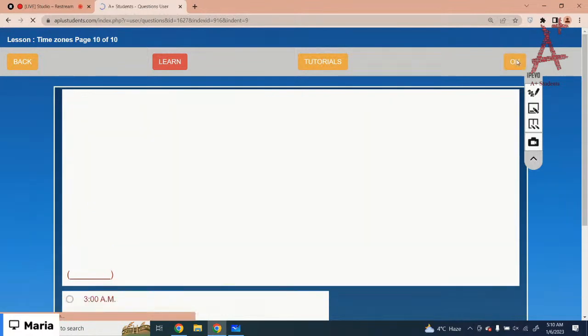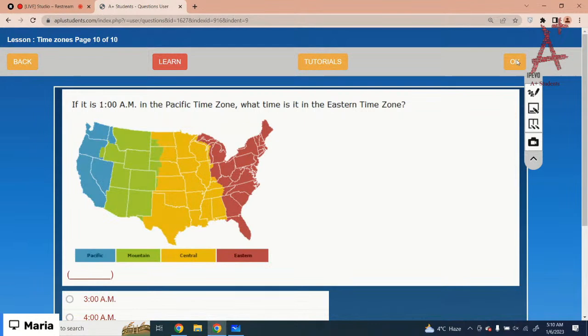Okay. If it is 1 a.m. in the Pacific time zone, what time is it in the Eastern time zone? In Pacific, it is 1. So Eastern is 3 hours ahead of the Pacific. So it would be then 1, 2, 3, 4. 4 a.m. it is. Got it?